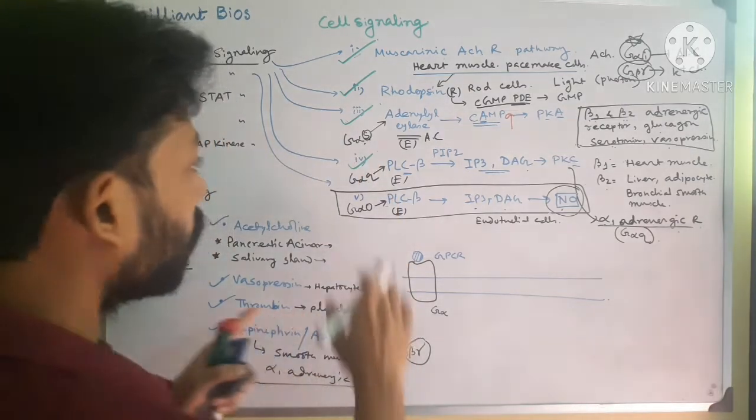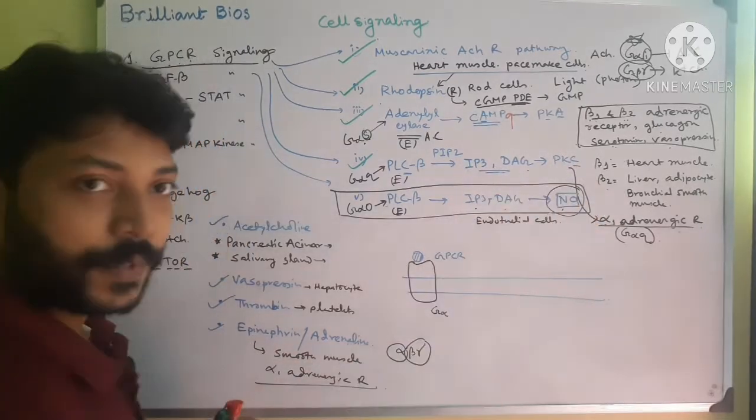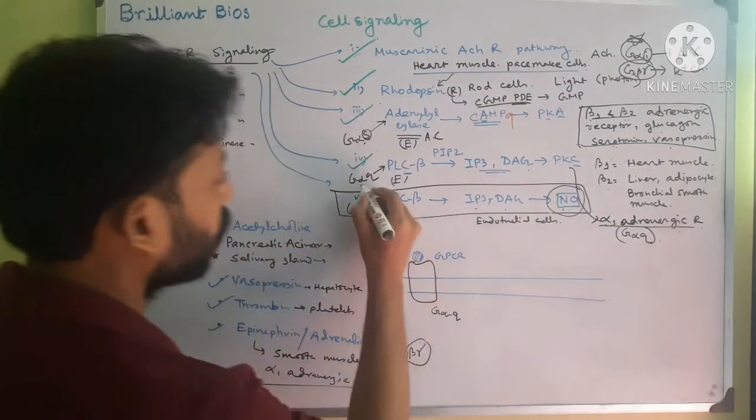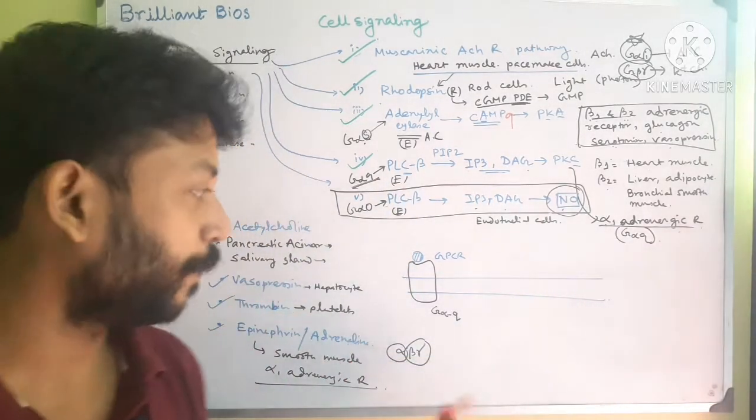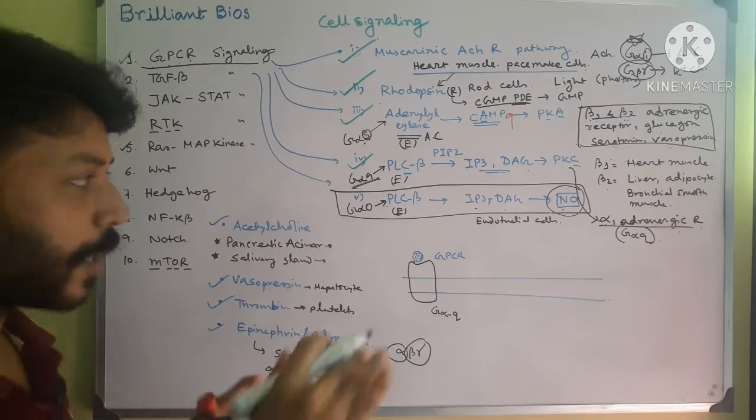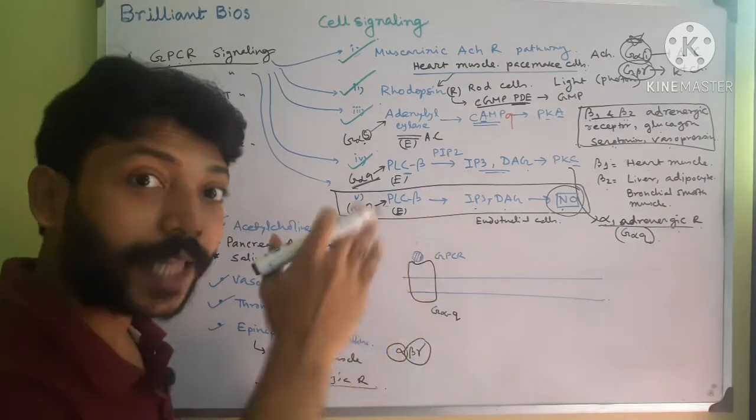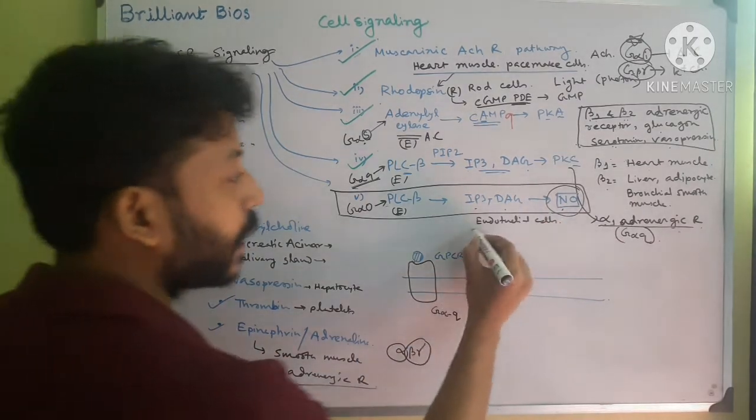In case of this PLC beta pathway, the activation of PKC, there is a G alpha Q. You can see G alpha Q proteins. I have also mentioned here G alpha Q. The same pathway, you can see the activation of PLC beta, then IP3 and DAG, but the last thing, nitric oxide, is different in case of endothelial cells.